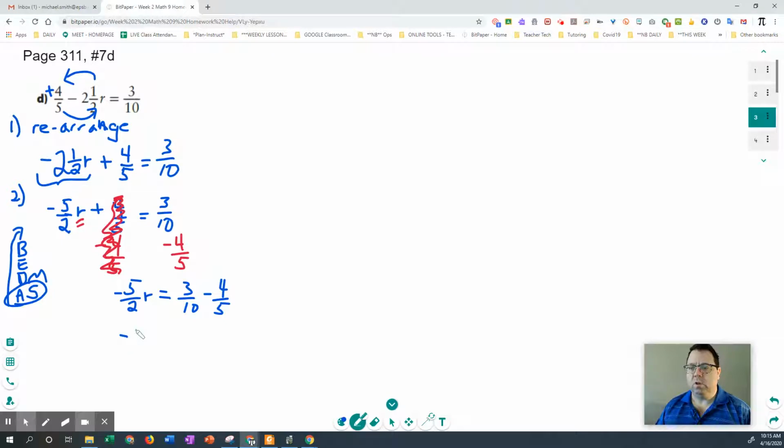Well, you know what has to happen now? When you're subtracting or adding fractions, you have to have a lowest common denominator. So I'm going to do that way over here. I've got 3/10 minus 4/5. So to get a common denominator, you need to multiply these both by 2, because the common denominator between 10 and 5 is 10.